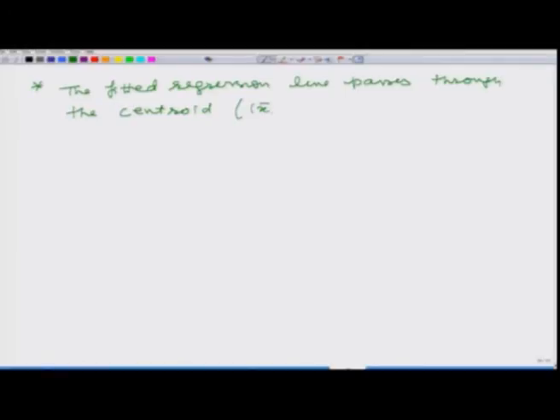The next result which I would like to inform you of is that the fitted regression line passes through the centroid. The centroid here, in our case, is x bar and y bar of the data, right. That you can actually verify. If you substitute the values of x bar and y bar, you can easily verify it.